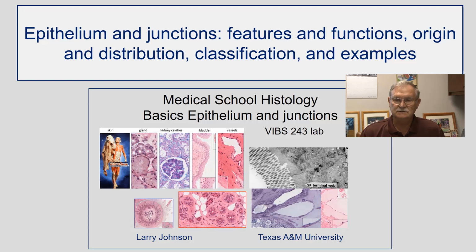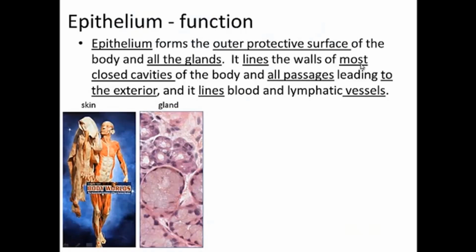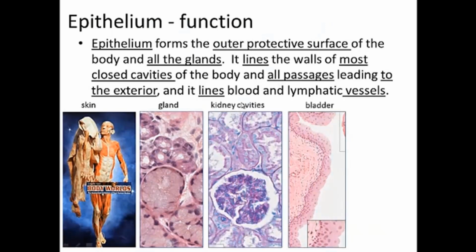Epithelium and junctions: features and functions, the origin, distribution, classification, and examples of epithelium. Epithelium functions in many ways. It's the outer protective surface of the body. It's the epidermis of your skin. It also forms glands, and it lines most cavities of the body.